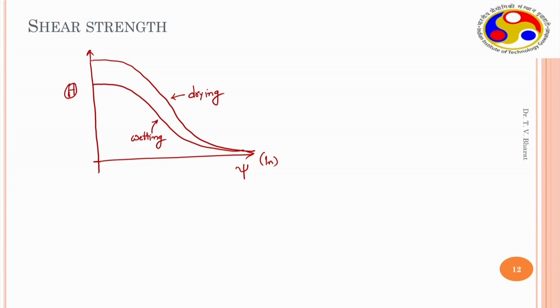So, this particular point, wherever this deviates from 1, that is the air entry value. This is psi e, air entry, and here this particular point is psi e 2. So, this is for drying, this is for wetting.